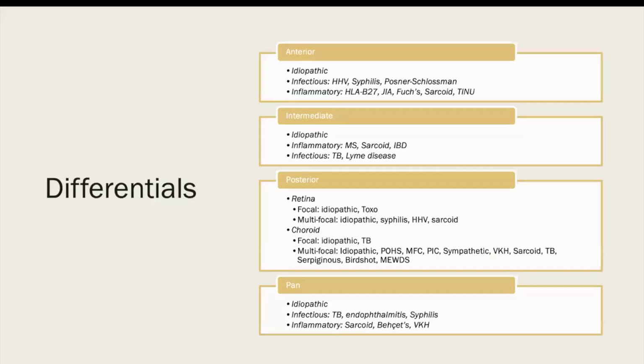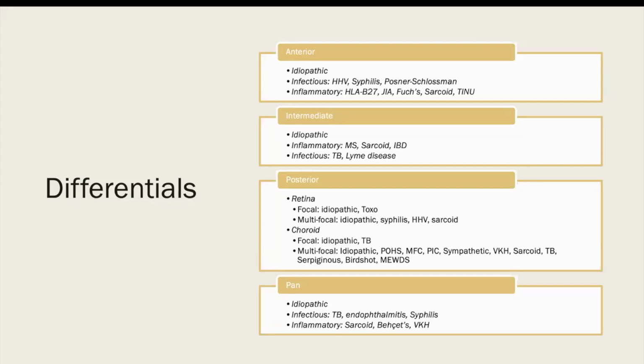And there are lots of different differentials that you can think about, and you can split them up. I like to think of them anatomically. With anterior uveitis, you've got things like idiopathic disease, which is almost 50% or more of the cases that you'll come across. There are infectious causes like the human herpes viruses, HSV, HZV, CMV, syphilis, and Posner-Schlossman, which I think has an association with some of the herpetic viruses. And then inflammatory conditions like your HLA-B27 syndromes, juvenile idiopathic arthritis, Fuchs heterochromic, sarcoid, for example, and tubulointerstitial nephritis with uveitis. So there are lots of things that can drive an anterior inflammation.